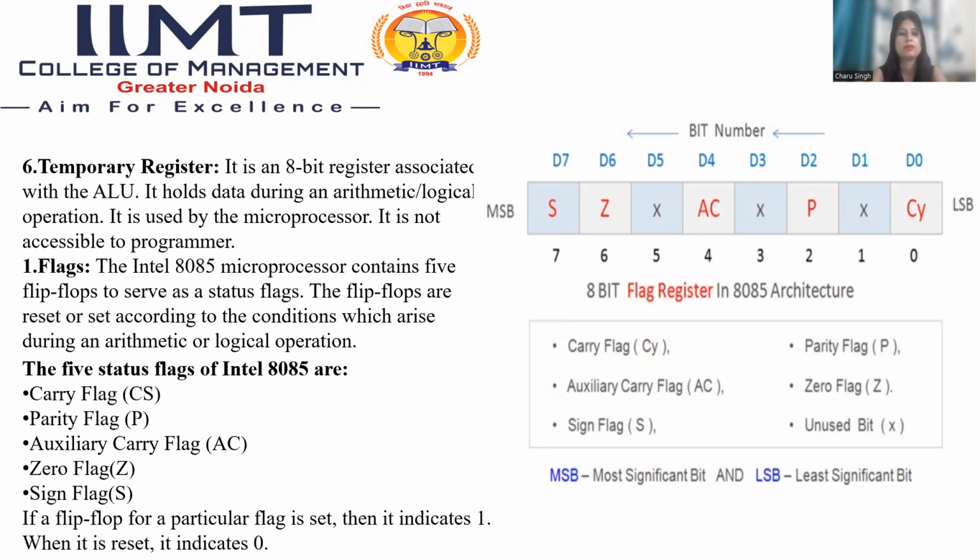We also have the flag. In the 8085, we have 5 flip-flops to serve as the status flags, like the carry flag, parity flag, auxiliary carry flag, zero flag, and sign flag. These are the most important flag registers in the 8085.